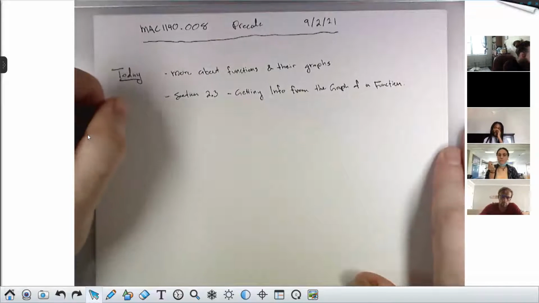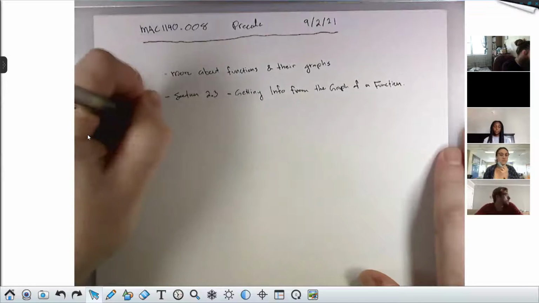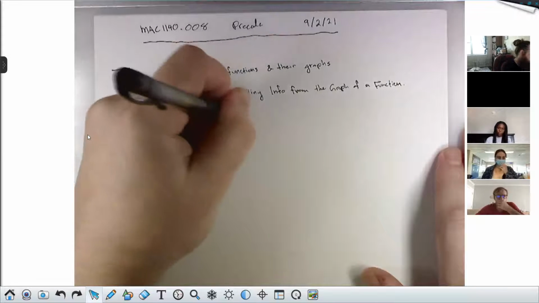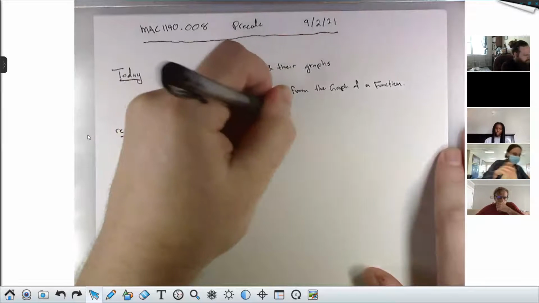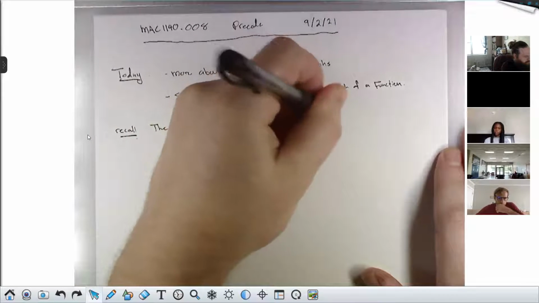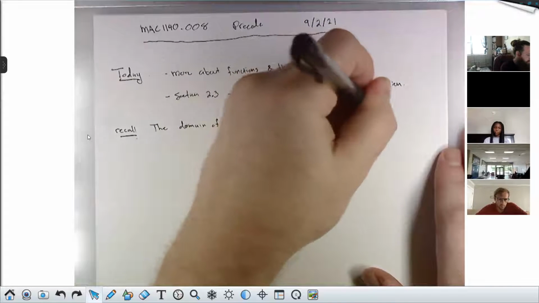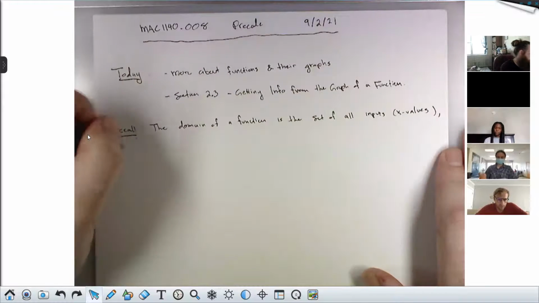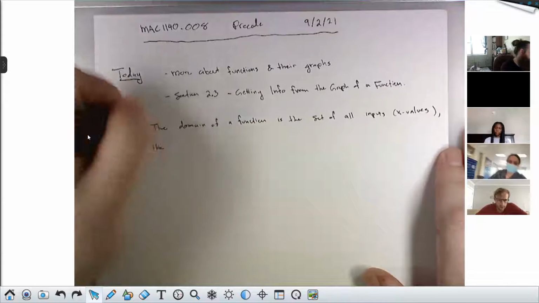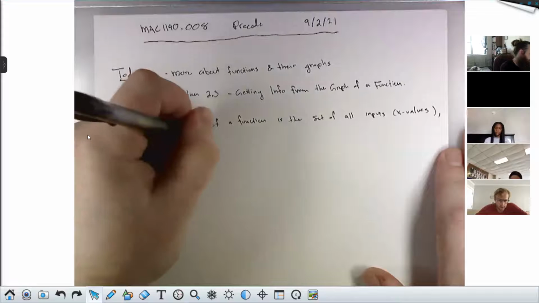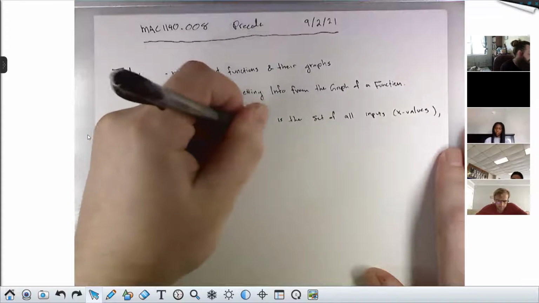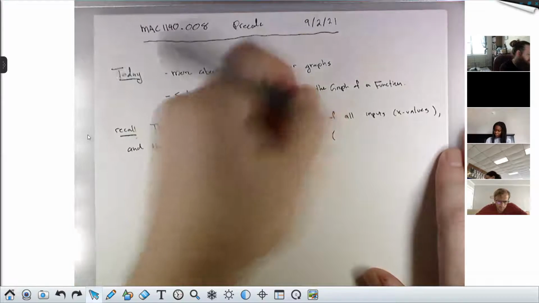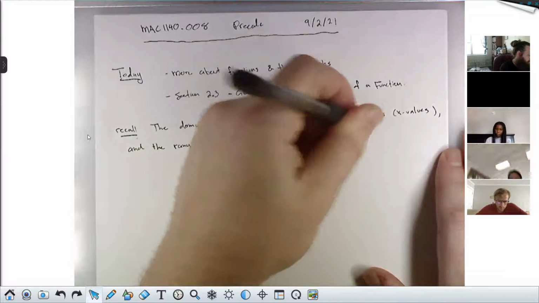So I'll say recall that the domain of a function is the set of all inputs, or x values, if you're thinking about it on the graph, and the range is the set of all outputs, or y values.